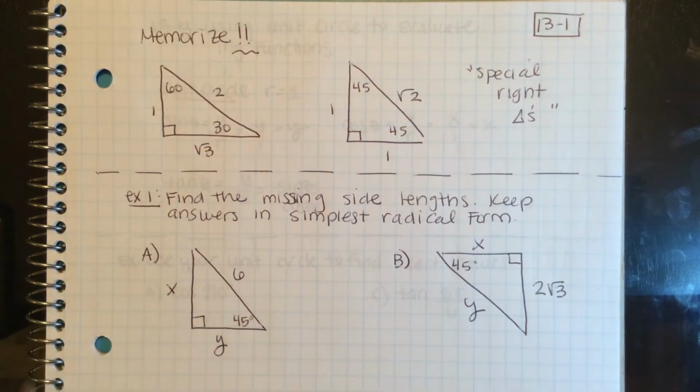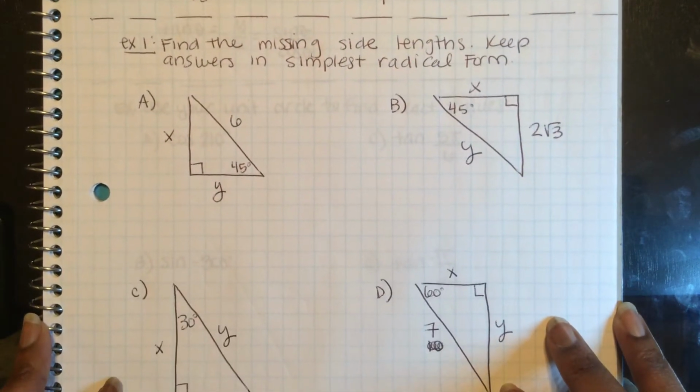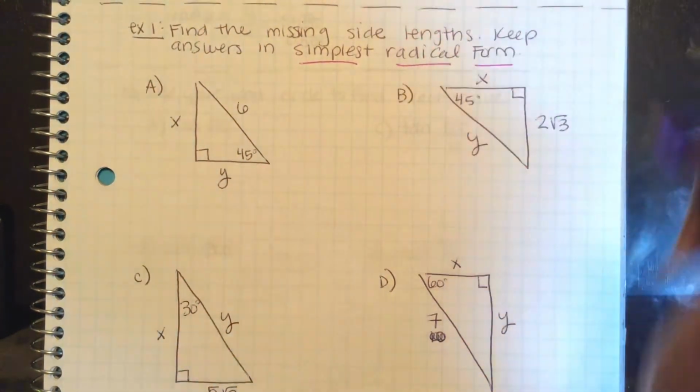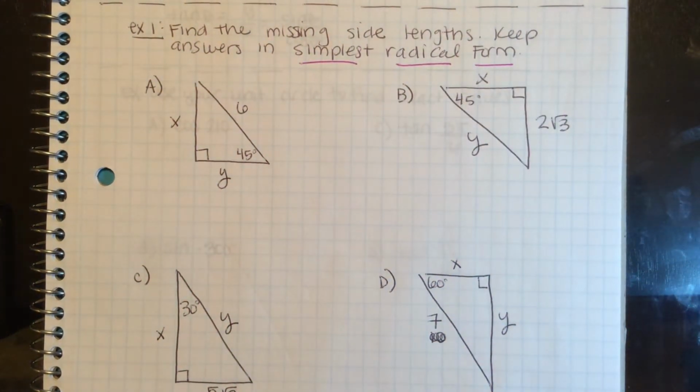Whatever works for you. So now here in example 1, I want to find the missing side lengths. Keep the answers in simplest radical form. So that's the most important part here. Simplest radical form. That means I don't want a decimal. I want it in simplest radical form, which is the way that we practiced previously in our simplifying radicals packet.